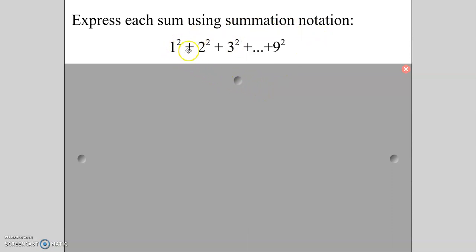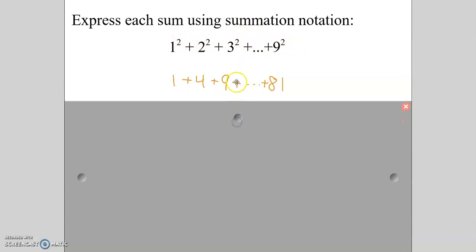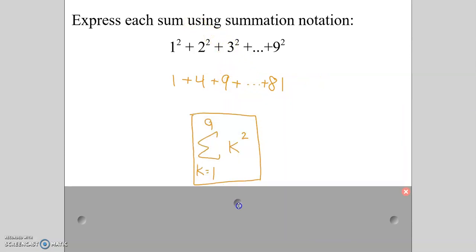So hopefully you can see the pattern here. I'm adding together 1 squared plus 2 squared plus 3 squared plus, and so on, all the way up to 9 squared. So basically, hopefully you can see that it's always a number squared. So really what this is, is 1 plus 4 plus 9 and so on plus 81, which I could figure out the total of, but it's not asking me to. What I want to do is write that using this notation right here.